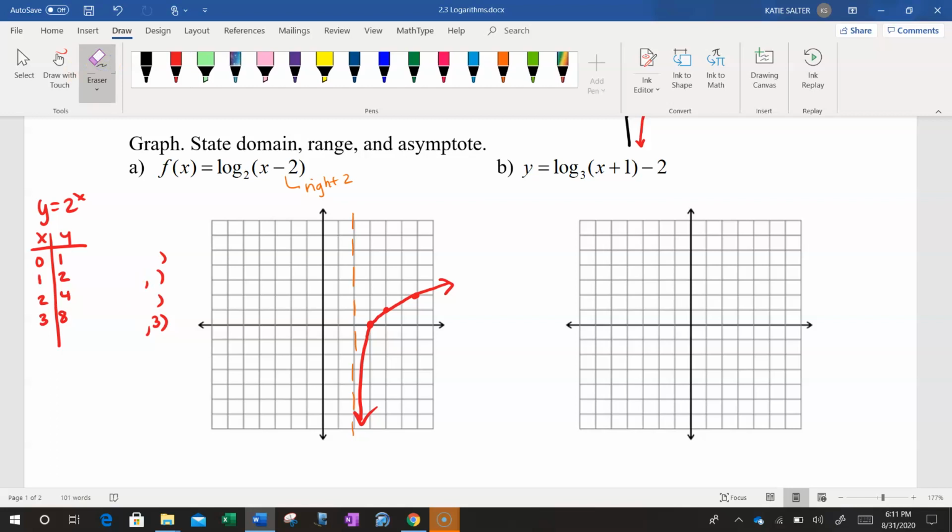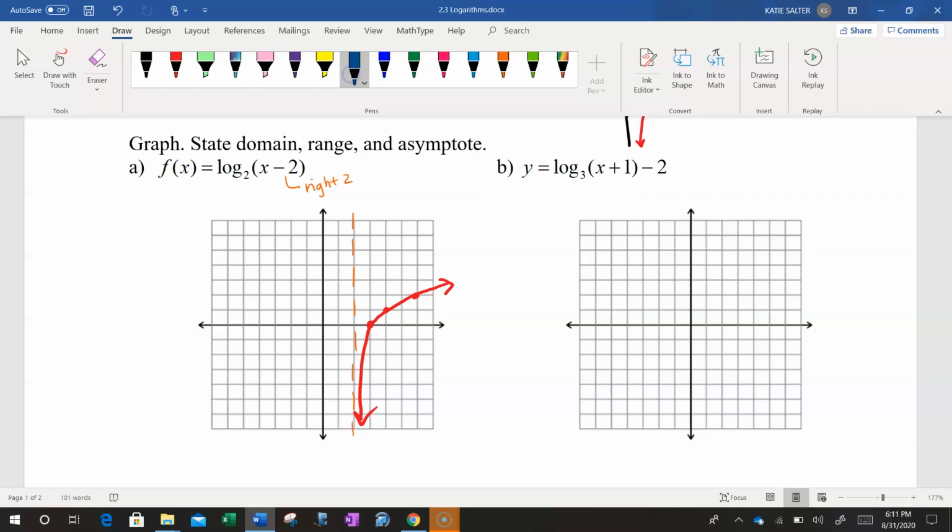It also asks us to state the domain and range, so we want to make sure we do that. The domain would be from negative 2 to infinity, not including negative 2. The range would be from negative infinity to infinity. Logarithmic functions will never have a domain of all real numbers. There are very few functions that do not have a domain of all real numbers, and logarithms are one. That's going to be really important when we start getting to log equations because they will have extraneous solutions.